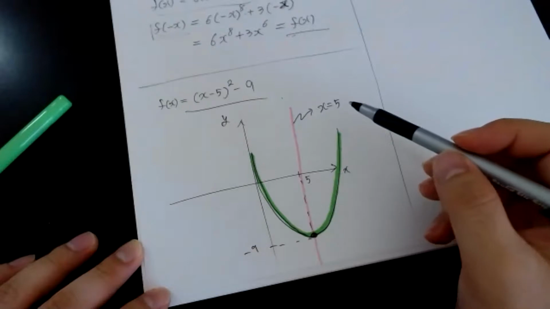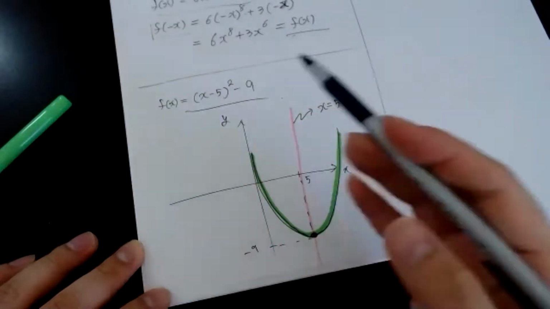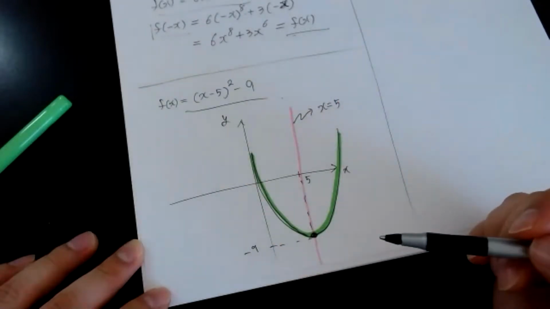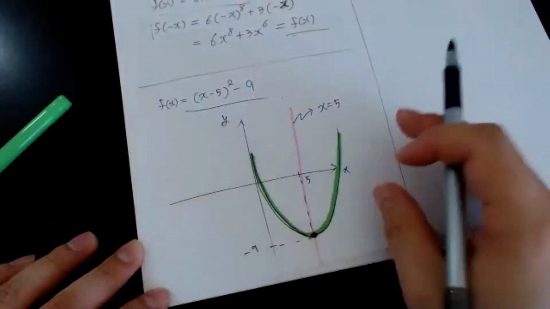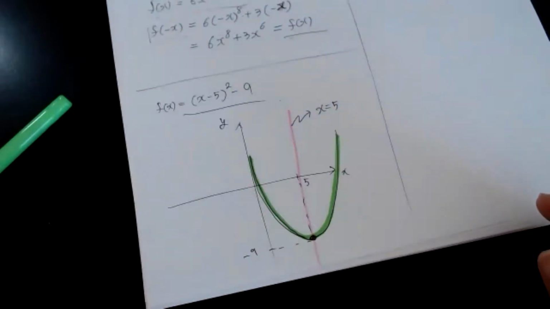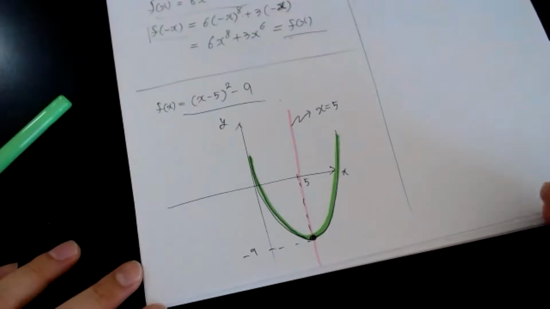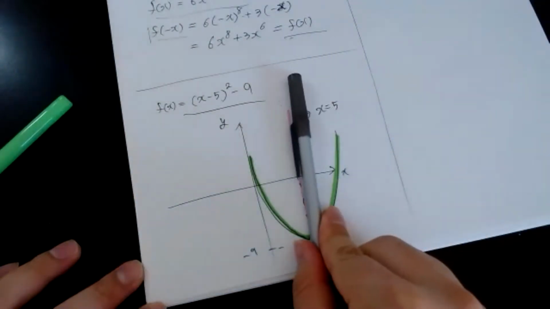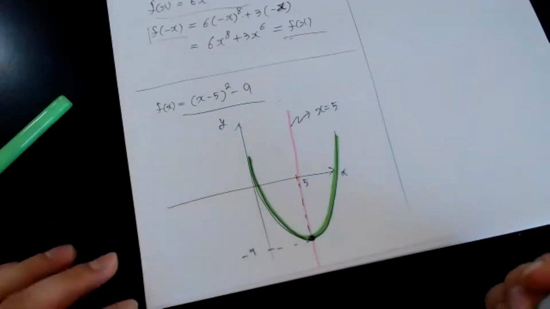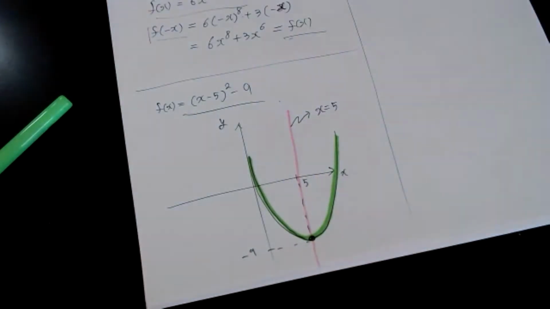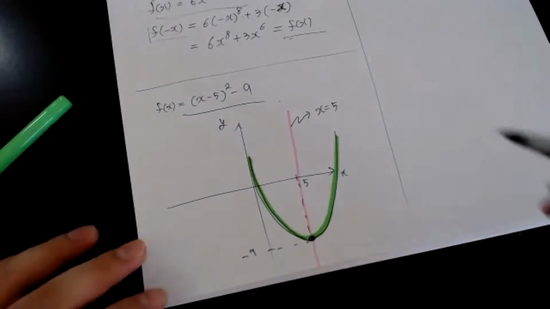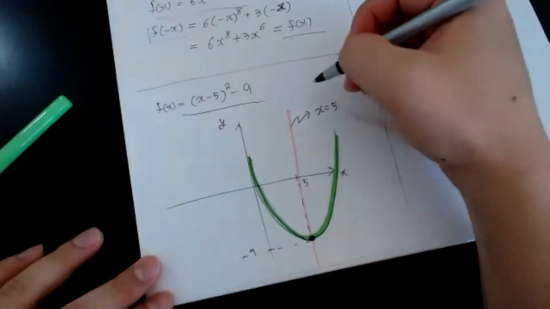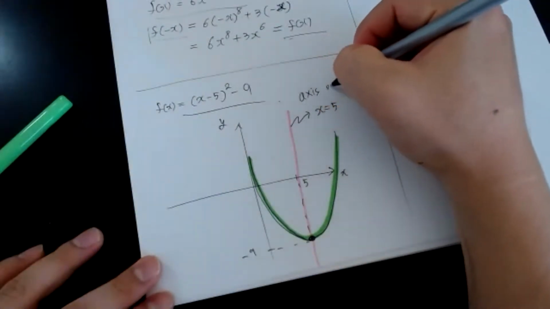When you cut that parabola half and half about that vertical line, and then fold one side to the other side, their graphs exactly match, right? So this graph is symmetric about that vertical line. That's an example of symmetry about a vertical line, and that kind of vertical line is called the axis of symmetry.